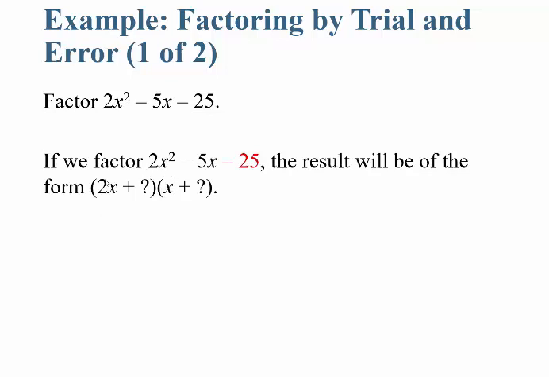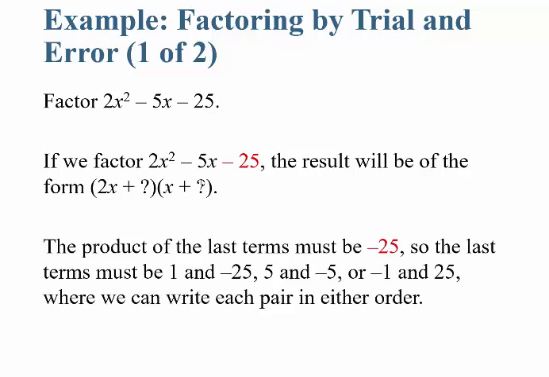Notice that when you factor, you have to have the first part of the FOIL. 2x times x gets me back to 2x squared. Awesome. But what I need to figure out is what goes here and what goes here. Basically, the product of the last terms must be negative 25. So the last terms must be either 1 and negative 25, 5 and negative 5, or minus 1 and 25. So you're going to write each of these pairs in here and see if any of them work out.